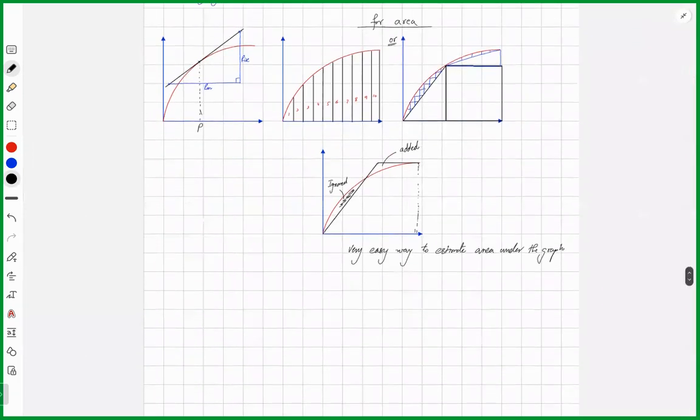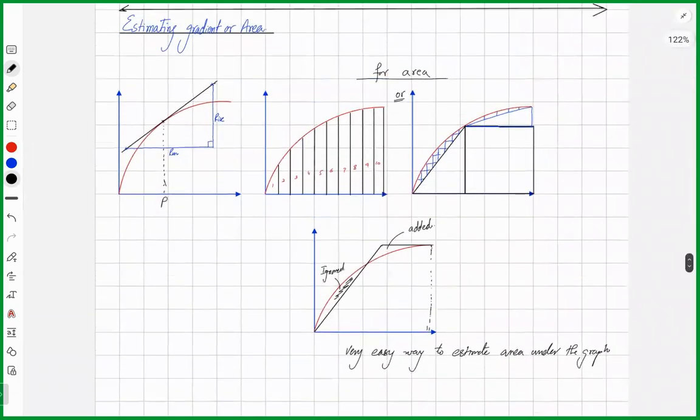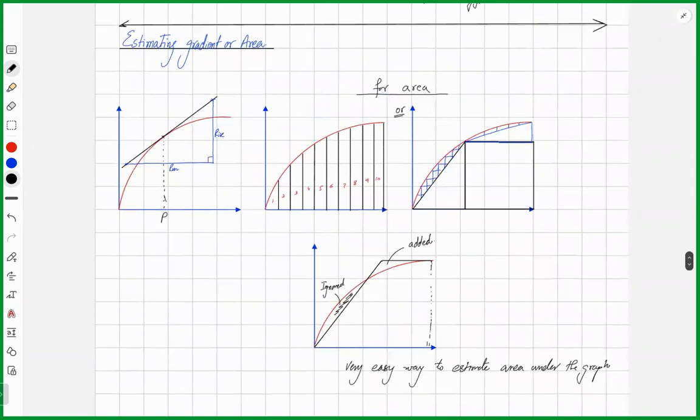And listen, all of them are estimates. And if you get a question where you have to estimate the area, or you have to draw the tangent and find the gradient, the examiner will not give one answer in the marking scheme. In the marking scheme, you will be provided with a range of answers. What do I mean when I say range of answer?